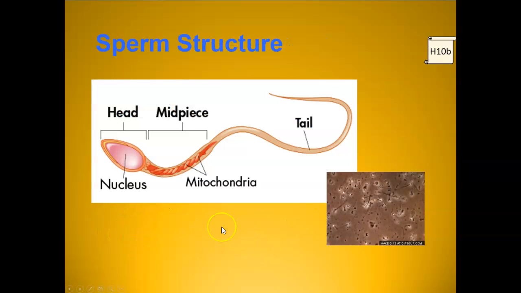All right, so here's a visual of this. For the sperm parts, we've got the head of the sperm, we've got a midpiece with lots of mitochondria, and then we've got a long tail. So here you can see them wiggling around.